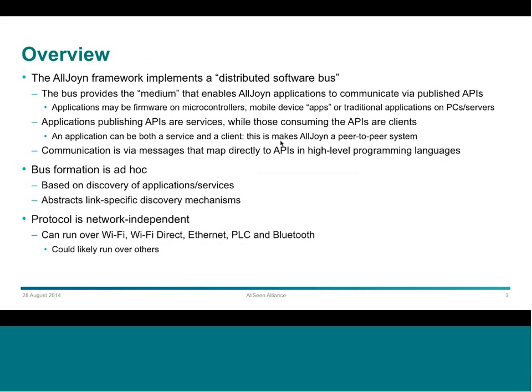So AllJoyn at its core is a distributed bus architecture. The formation is ad hoc, meaning as you go about, you can find different AllJoyn applications, you can connect, and you can go ahead and start to invoke those methods on the applications that use the SDK. And the AllJoyn framework is protocol independent. So it can run over Wi-Fi, Wi-Fi Direct, Ethernet, PLC, so power line communication, Bluetooth, and it can also run over other transports. So as a software, it's written in an abstract way to support the ever-growing Internet of Things.